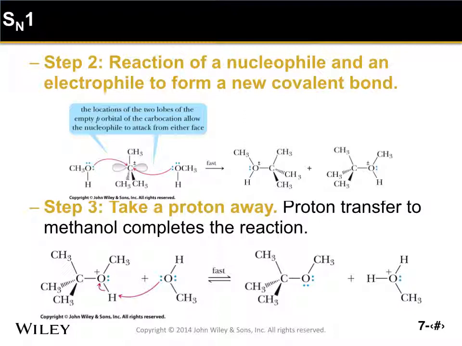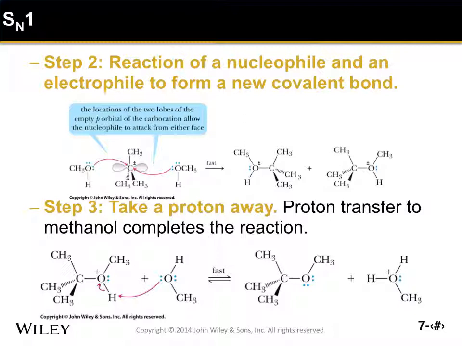But in any case, if the oxygen of the methanol comes in from the right side, then the 3 methyl groups are going to migrate to the left. And so we see the 2 structures of those. But in this case, the structures are identical, and so we can't tell the difference between these 2 structures. We say they're identical; they make the same product.